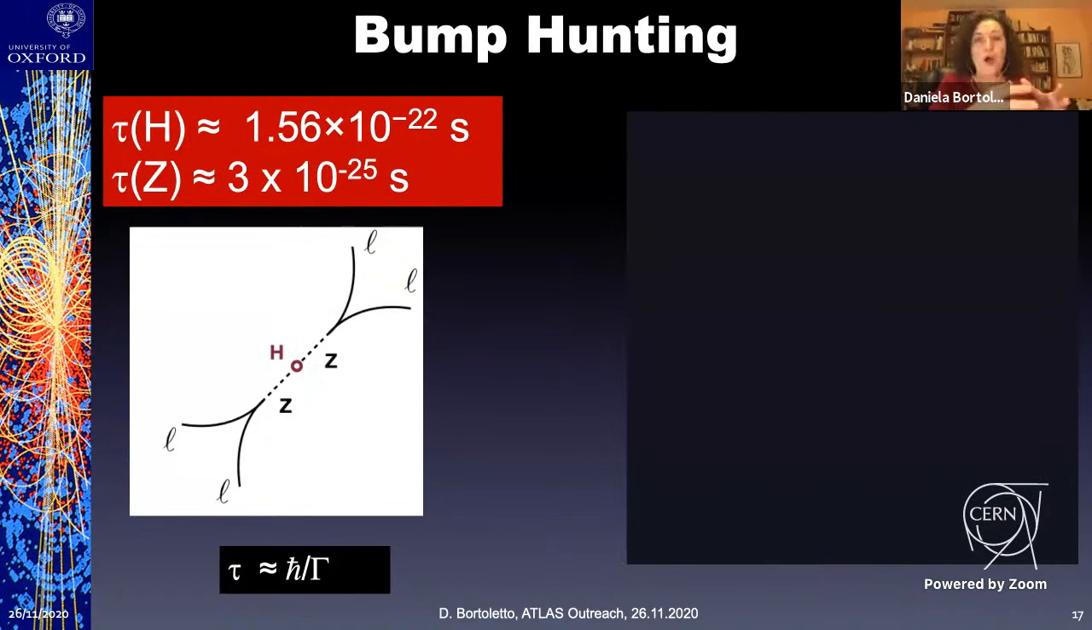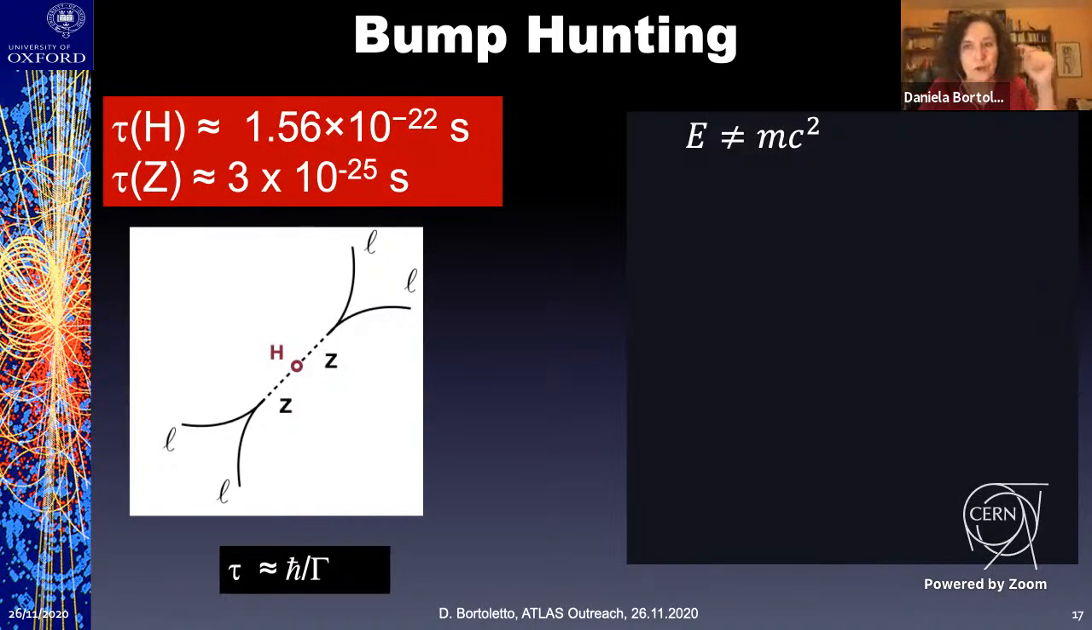So really what we have to do is look for these bumps when we are looking for a particle, because, for example, a particle like the Higgs boson decays into a Z boson, and that decays into leptons, and their lifetimes are ephemeral. The lifetime of the Higgs is 1.5 times 10 to the minus 22 seconds. The lifetime of the Z is 3 times 10 to the minus 25 seconds. So these particles live an infinitesimal amount of time, okay?